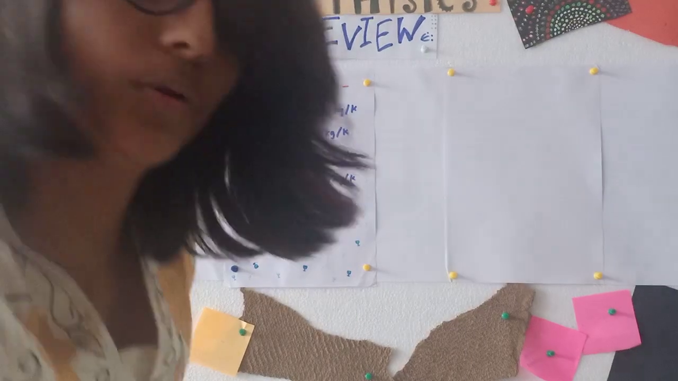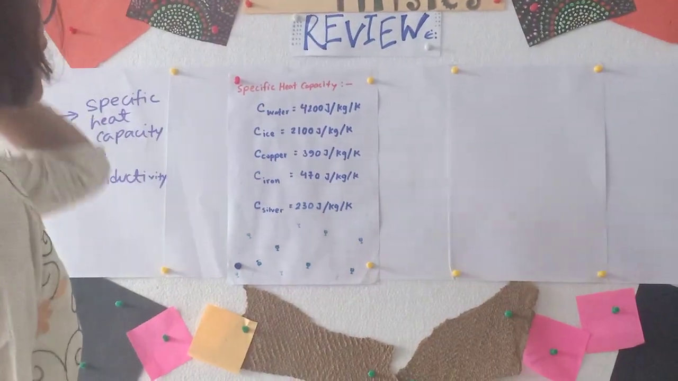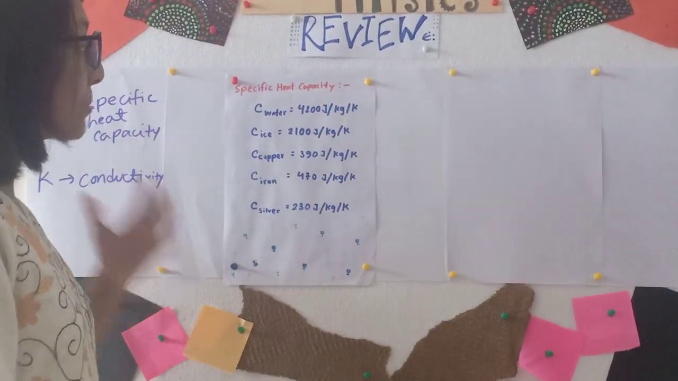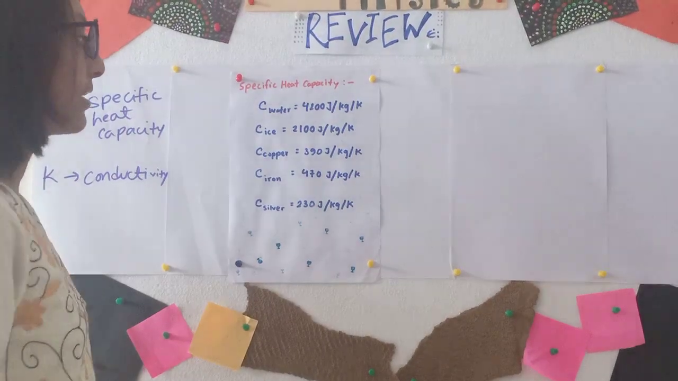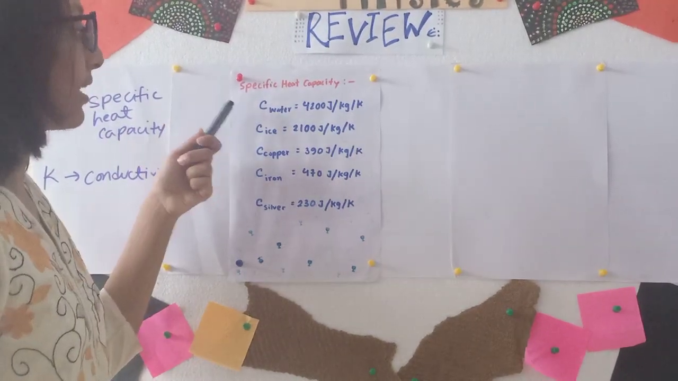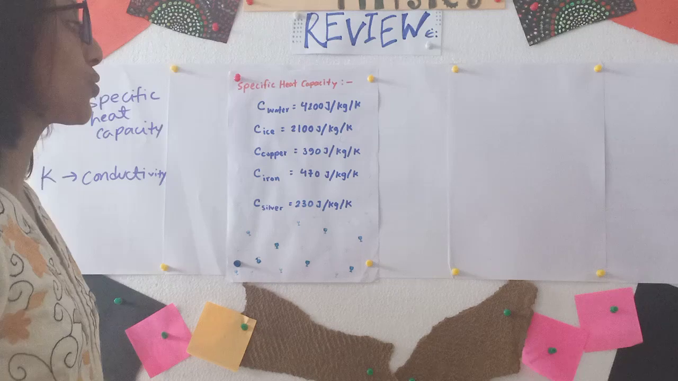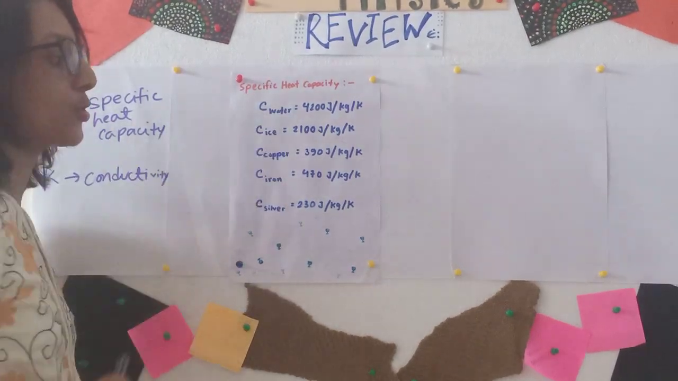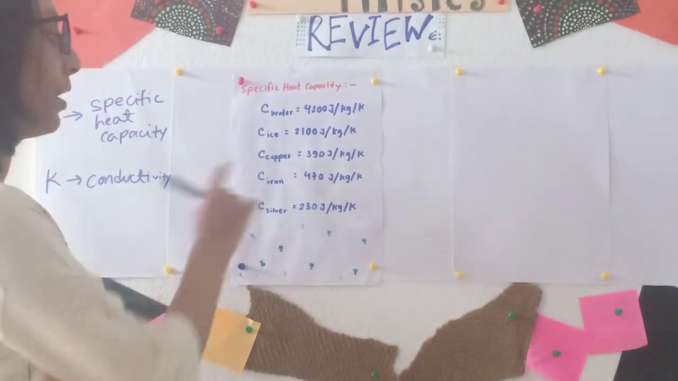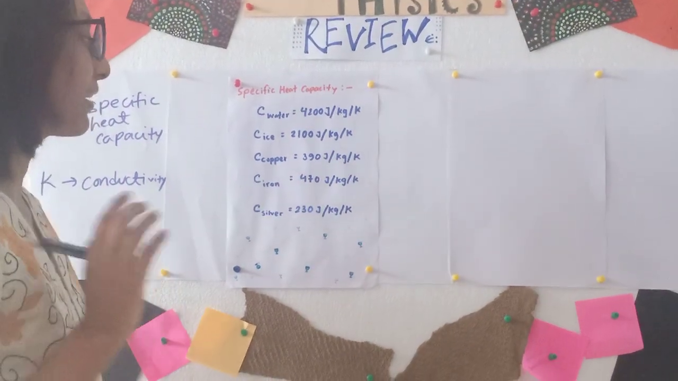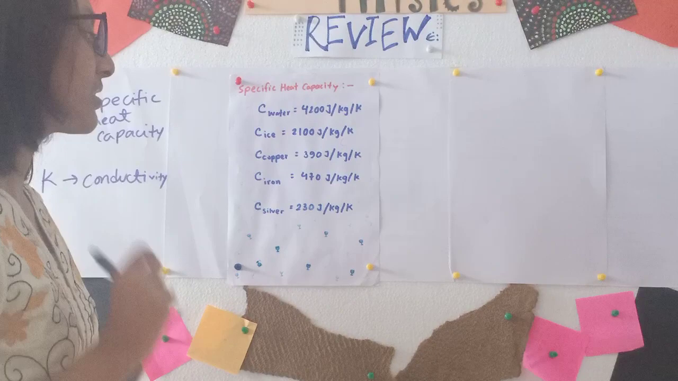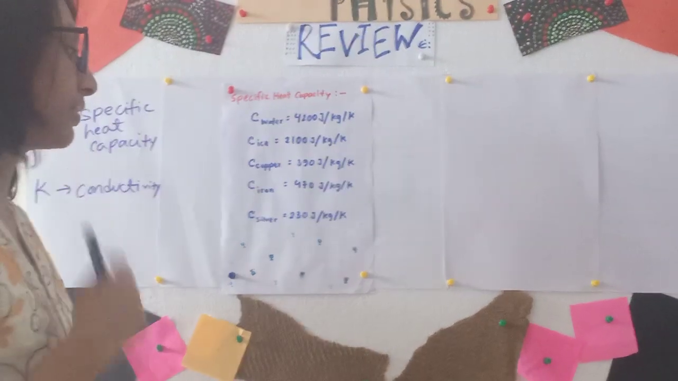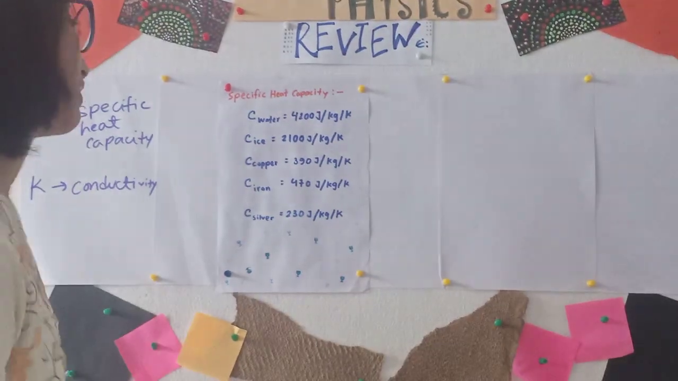Okay, so if you look at this chart, it is basically a list of the specific heat capacity of some substances. The specific heat capacity of water is 4200 joules per kg per Kelvin. Ice, 2100 joules per kg per Kelvin. Copper, 390 joules per kg per Kelvin. Iron, 470 joules per kg per Kelvin. And silver, 230 joules per kg per Kelvin.